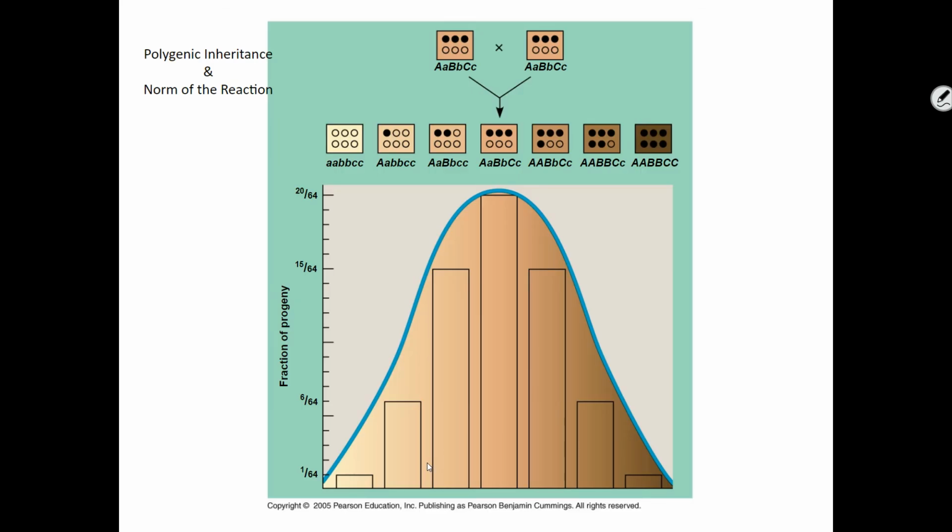Next thing is polygenic inheritance. Polygenic inheritance is where, look at the word polygenic, more than one gene. And so this is where you have multiple genes that affect one single phenotype. Skin color is the best example of this. There's multiple genes that code for skin color.